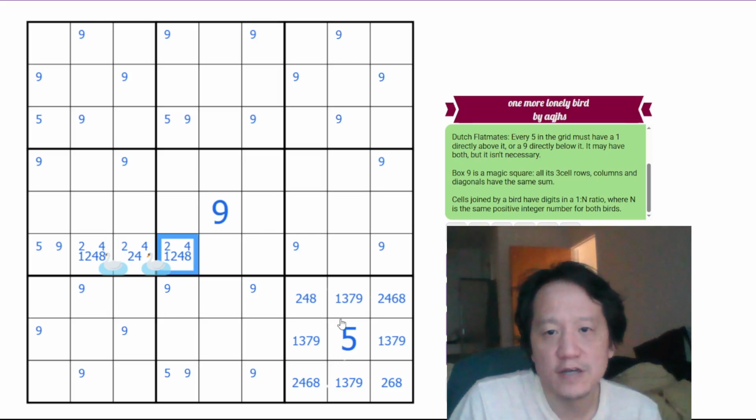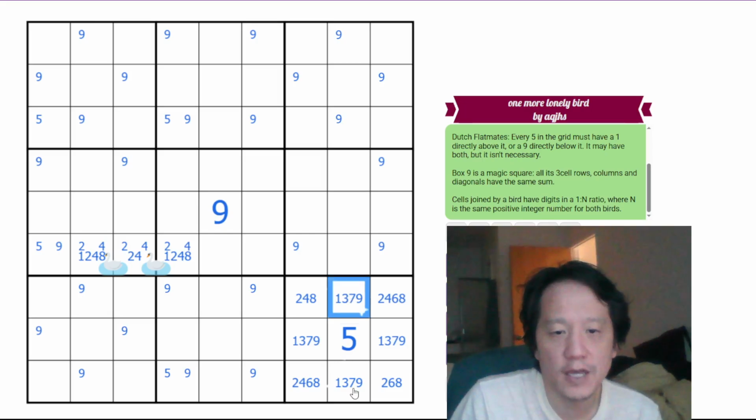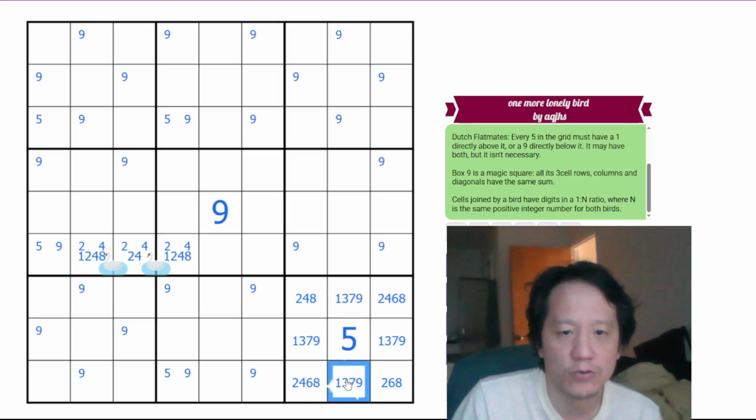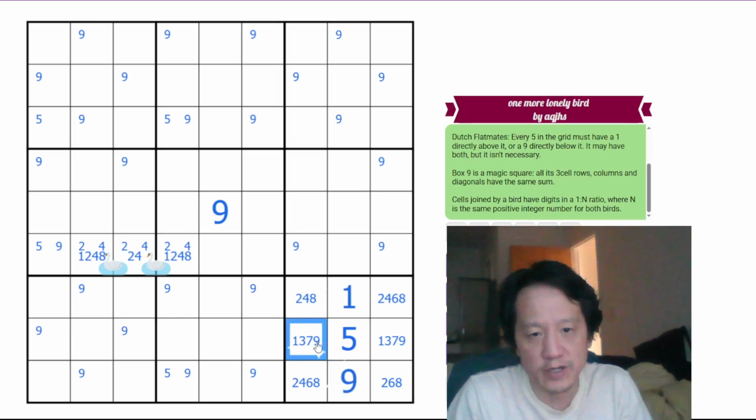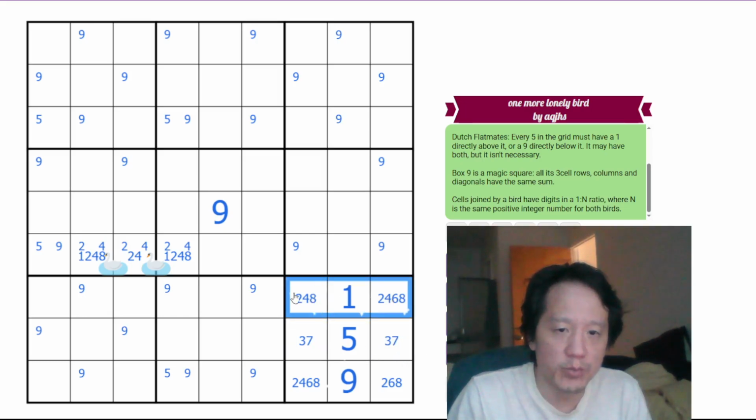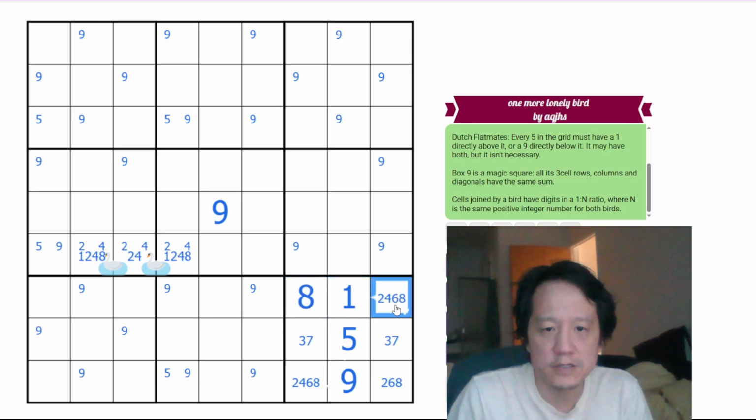Every 5 has to have a 1 directly above it or a 9 directly below it. So this cannot be 9 because then there would not be a 1 directly above it or a 9 directly below it. Cannot be 3, 7 because of the same problem, and these would have to add up to 15. So this must be a 1 and this must be a 9. So this can't be 1 or 9. This can't be 1 or 9. 1 can only be next to 6 and 8 to add up to 15.